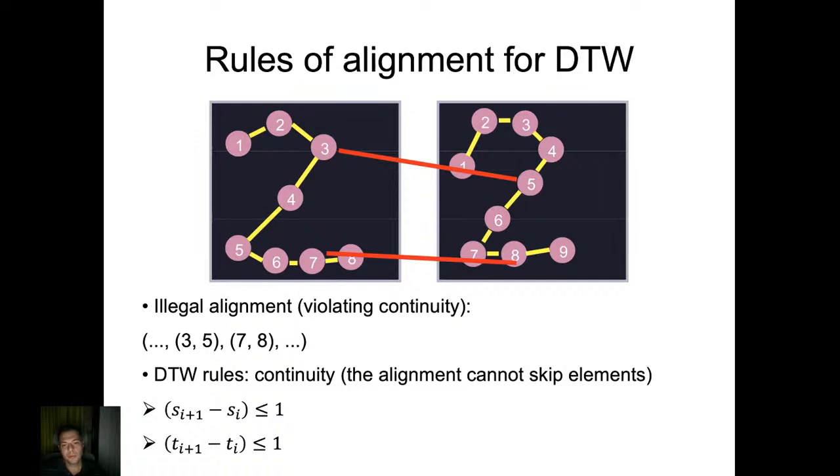Okay, and we also want to have continuity. So if we match, we want to match all the frames in the two videos. We do not want to skip any frames because of course the gestures are continuous. There are no interruptions. Okay, so for the continuity constraint, again, we apply this rule for two consecutive frame pairs. So the difference cannot be higher than 1.